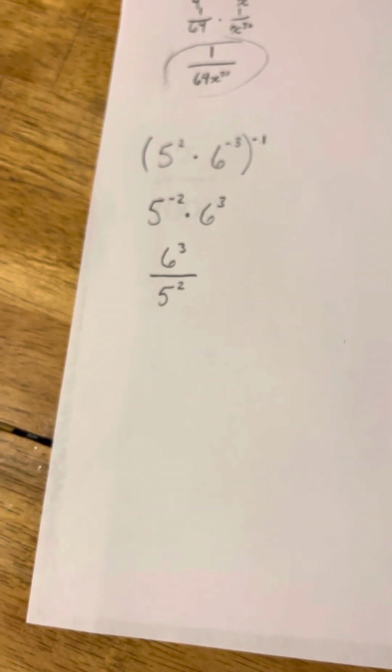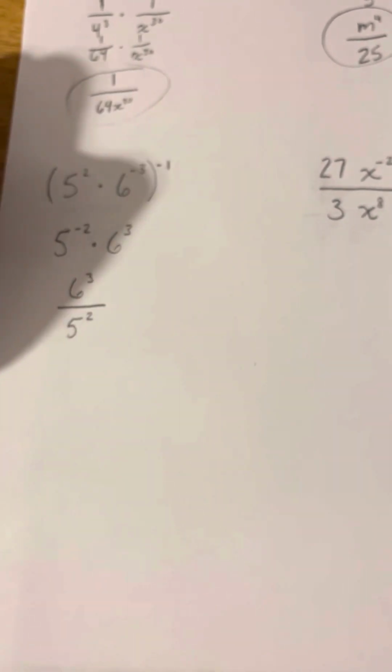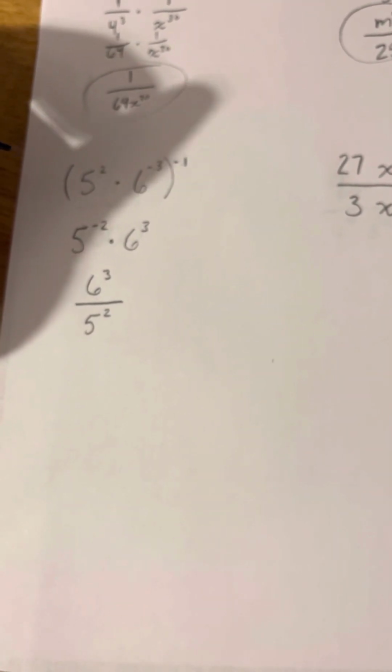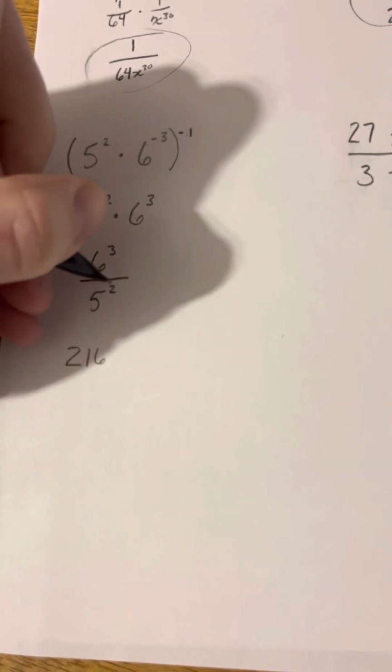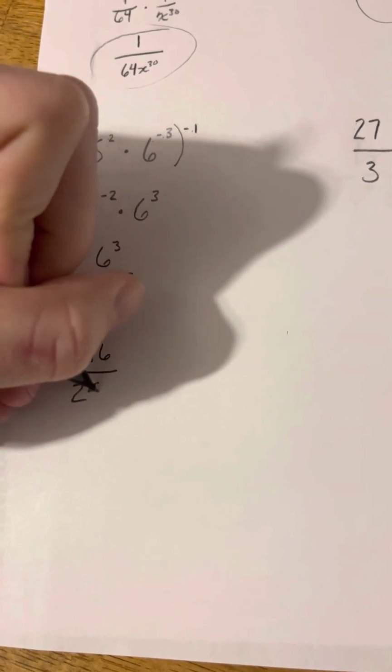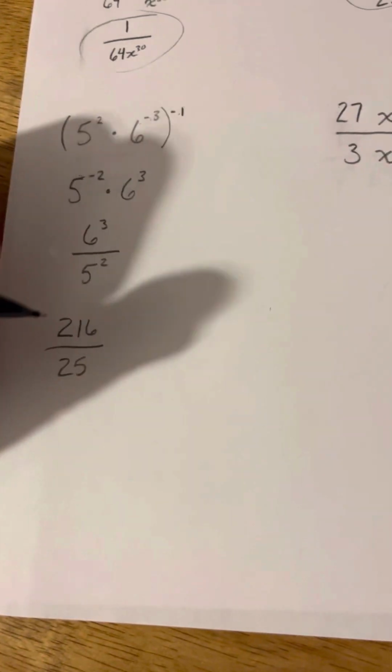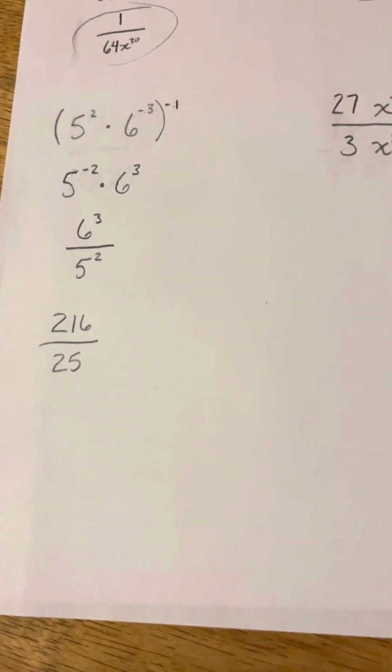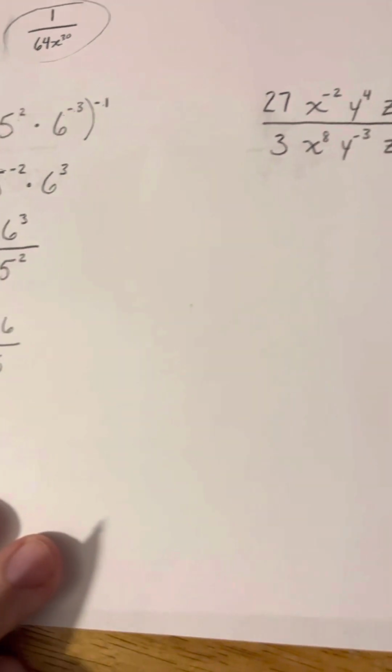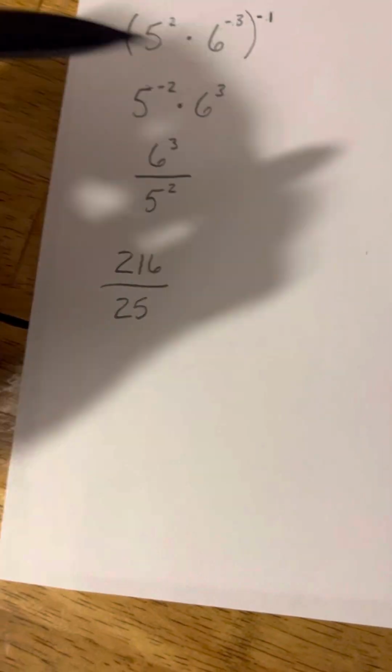And now we can just simplify each of these numbers. 6 to the third would be, what, 216, and then 5 to the second would be 25. And then if that reduces, you can reduce it. I don't have a calculator on me, so if it can reduce, you would reduce it. If not, that is where you would leave it.